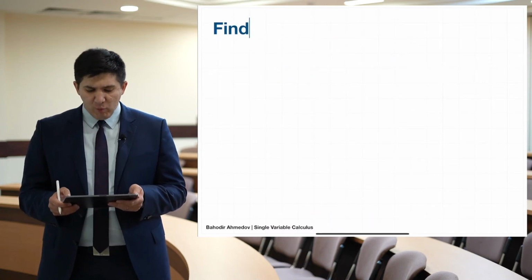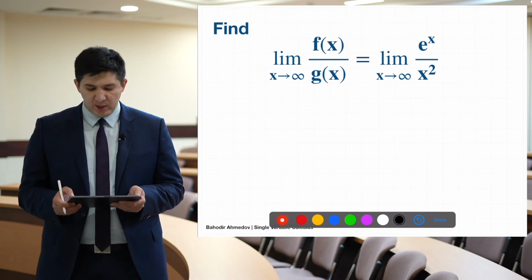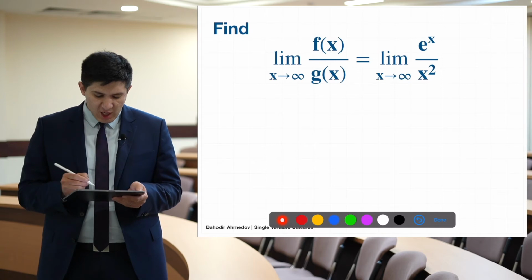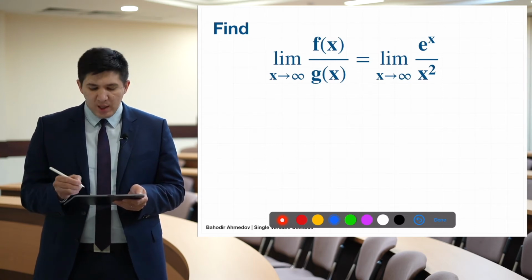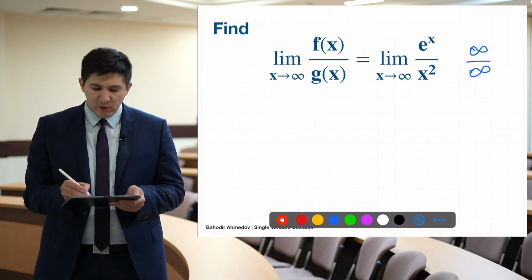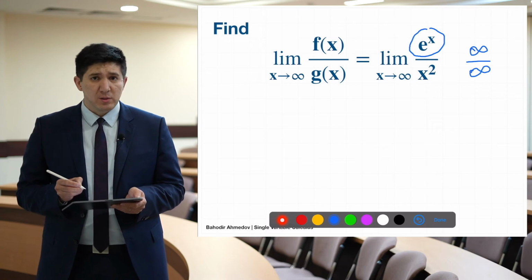Let's do a couple more examples. I like this example: e to the power of x divided by x squared, when x goes to infinity. It is another type of indeterminate limit, of the infinity over infinity type, right? Because if you look at e to the power of x, as x goes to infinity, e to the power of x also goes to infinity.